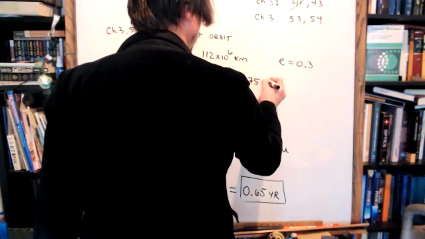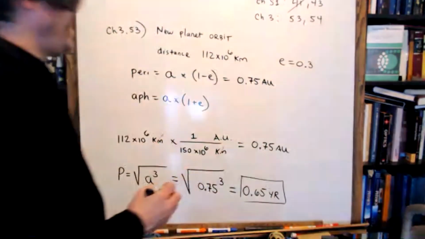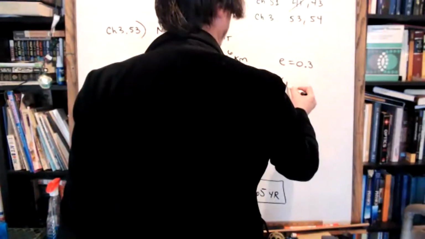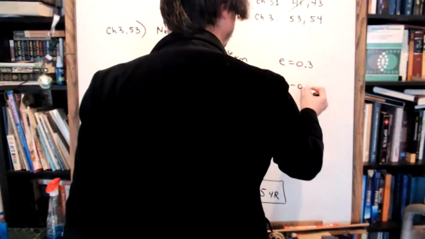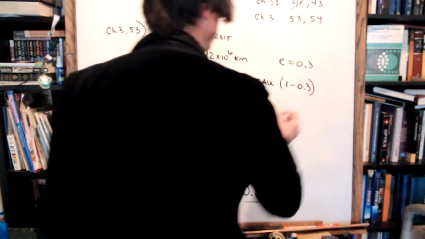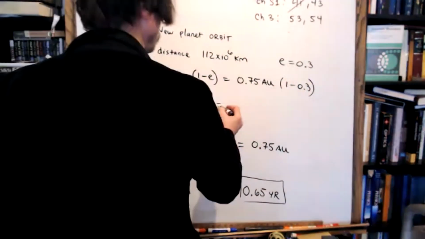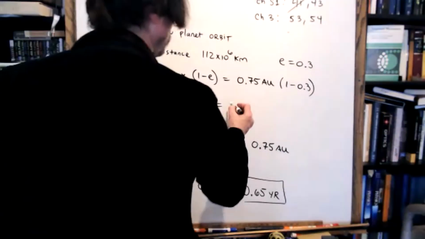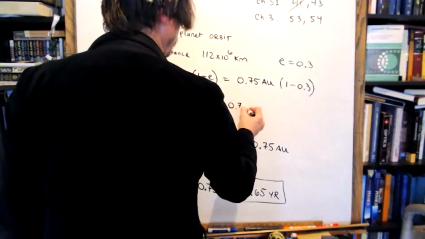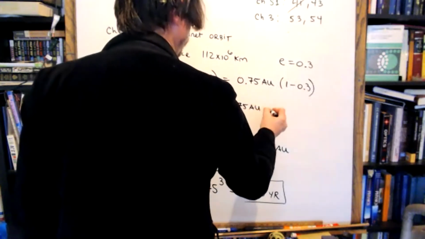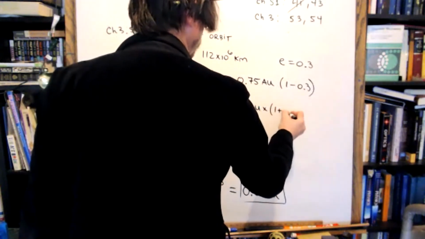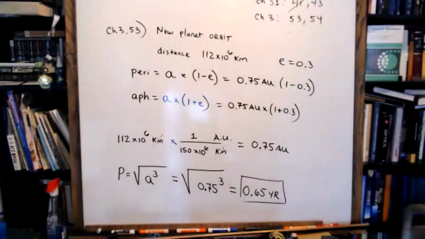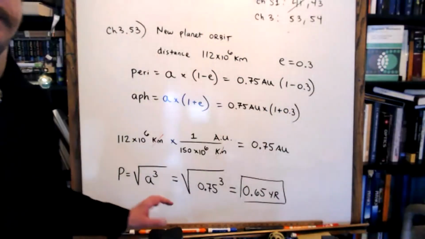So on the top, I'll have 0.75 AU times 1 minus 0.3. On the bottom, 0.75 AU times 1 plus 0.03.